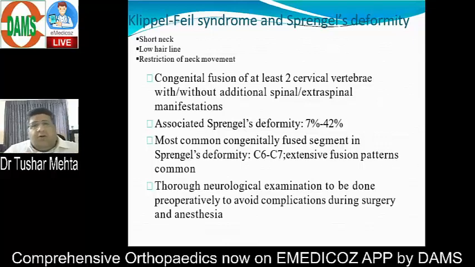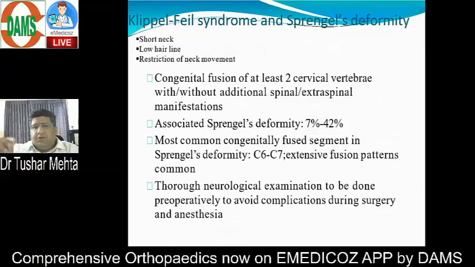And what is the third component? The third component is decreased mobility at the neck. So, this is a classical triad. Now, what is Klippel-Feil? It's a congenital bony fusion of at least 2 or more cervical vertebrae. That is the basic definition. So there has to be a congenital bony fusion of at least two or more cervical vertebrae.